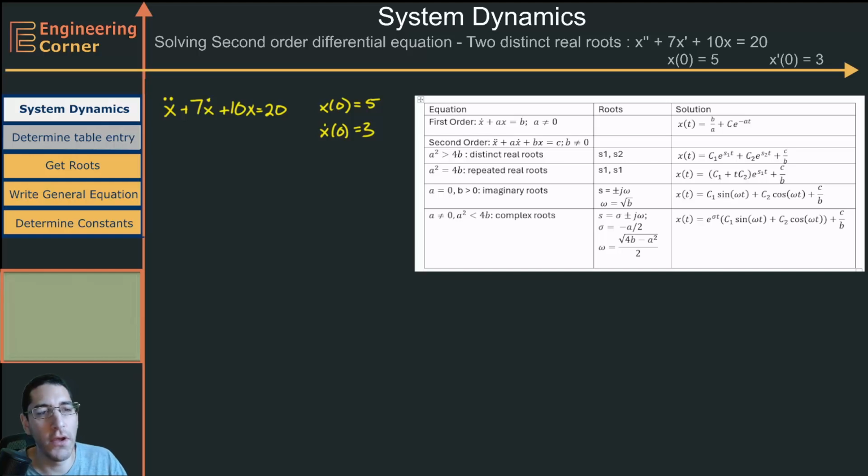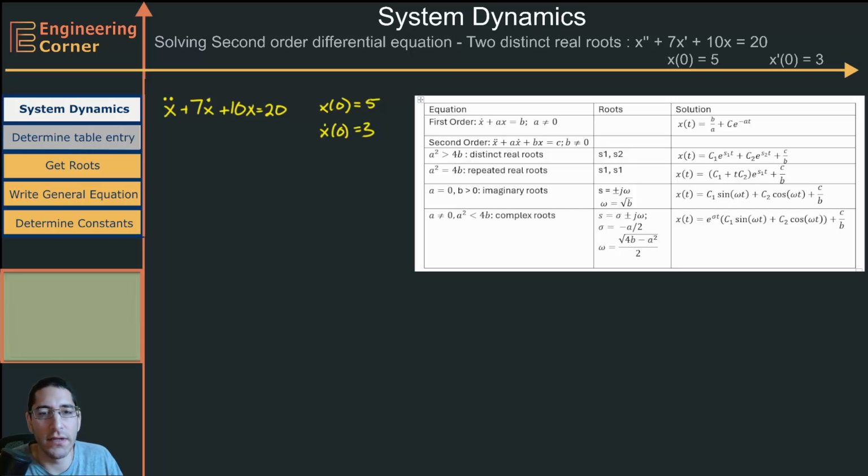In this video, what I'm going to do is solve this differential equation, x double dot plus 7x dot plus 10x is equal to 20, with the initial conditions x of 0 is equal to 5 and x dot of 0 is equal to 3. But I'm going to use this table, which is given in Palm's System Dynamics Engineering book.